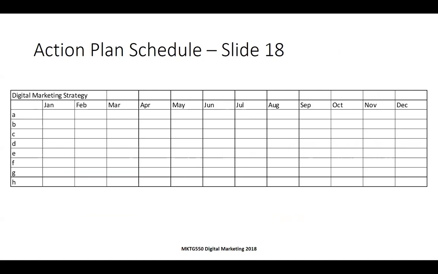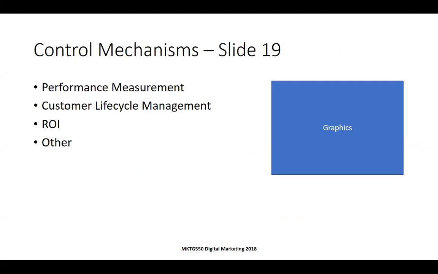Just to give you an idea, A, B, C, D, E, F, G, that could be social media, it could be all different attributes or goals and objectives of your marketing strategy. And in here, we're nearly finished. How are you going to be checking this stuff out?